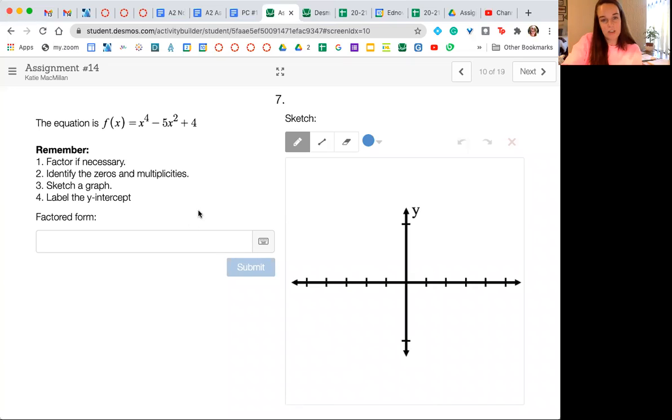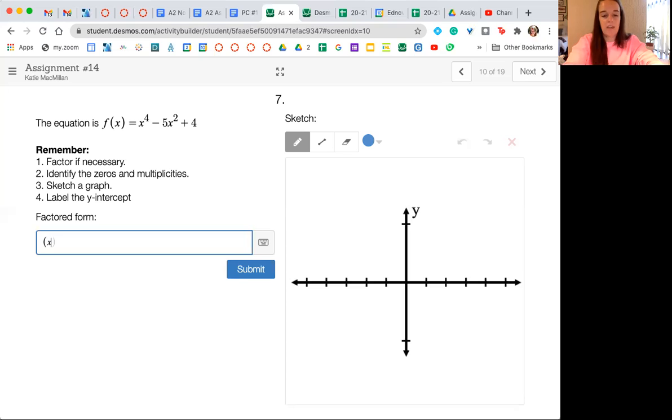All right, I also want to show you slide 10 or number 7. This one we do need to factor. They tell us what the equation is, and we need to factor it first. So I recognize that this is x to the 4th, x squared, and a constant term. So this is like the x factor, but with that grown-up version. So if I'm going to factor this out, I need to know what multiplies to get +4, but adds to get -5. So I'm thinking -4 and -1.